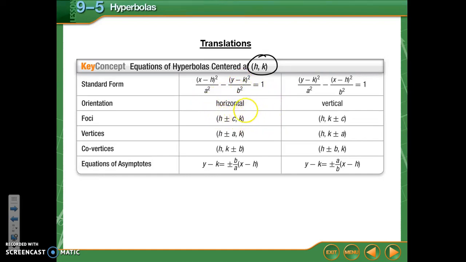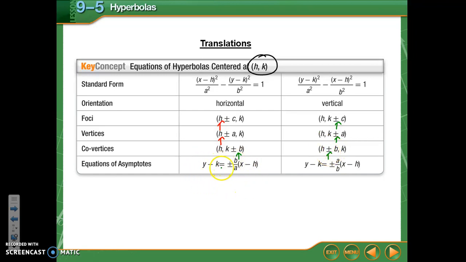When I have a horizontal hyperbola, the x value of my foci is changed by my c value, and the x value of my vertices is changed by my a value. Sorry, I should be saying h, not c and a. That h value of my center adds and subtracts to my foci and my vertices, and then the k value moves my co-vertices. It's the opposite with vertical. With a vertical hyperbola, the k value changes my foci and my vertices, and the h value changes my co-vertices.